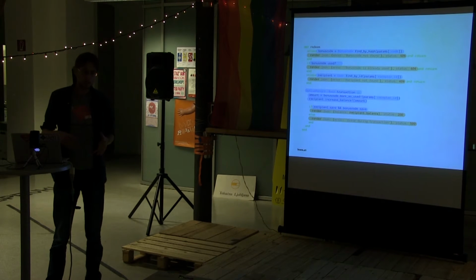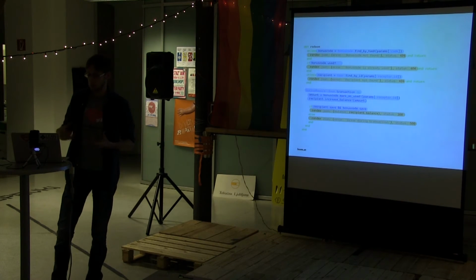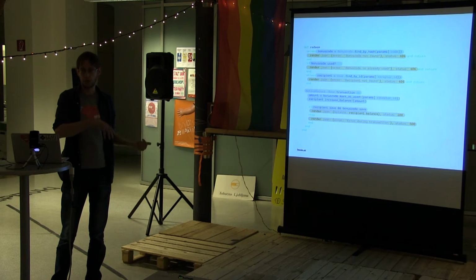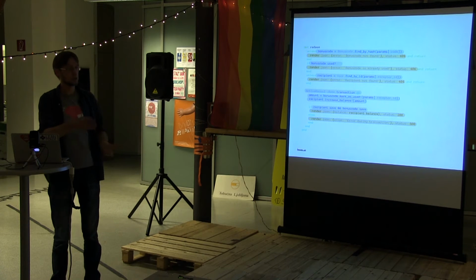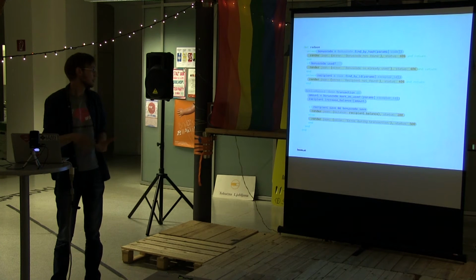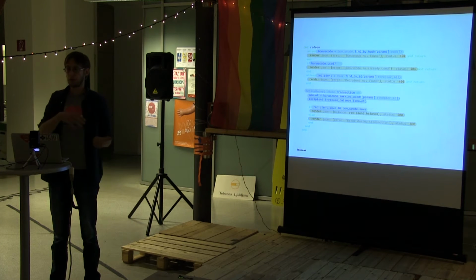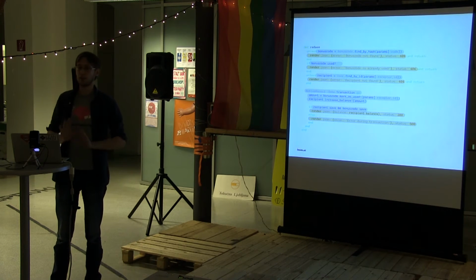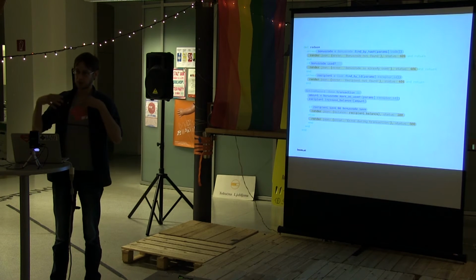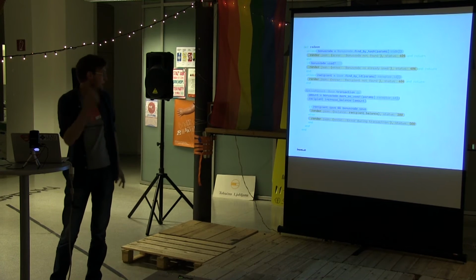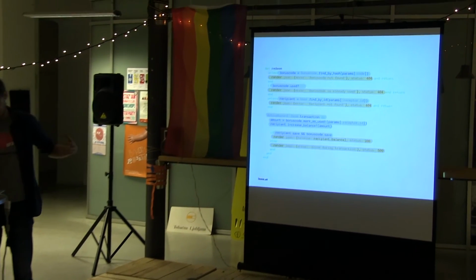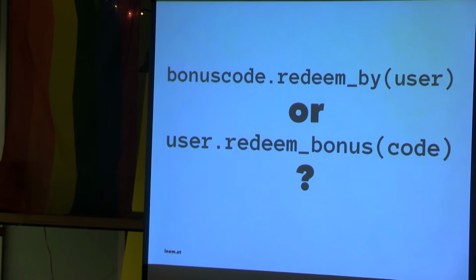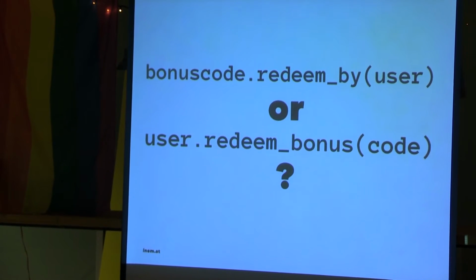And since the developer realized this, he decides to extract half of the logic into a method. Usually they do just a private method in a controller, and that's it. But the smartest ones remember that we should have skinny controllers and fat models. So they extract the method to a model, but then they need to decide where to put this method, to the bonus code model or to the user model.